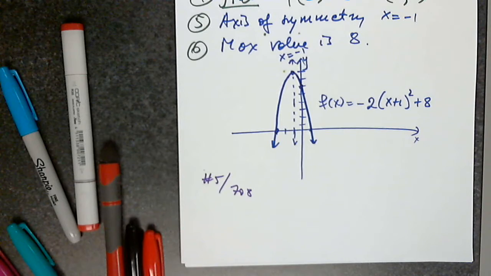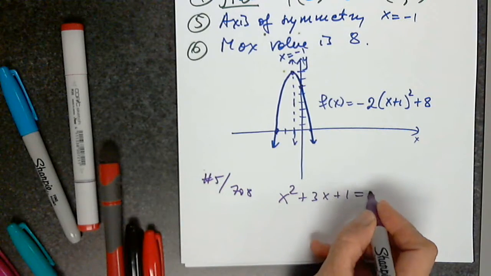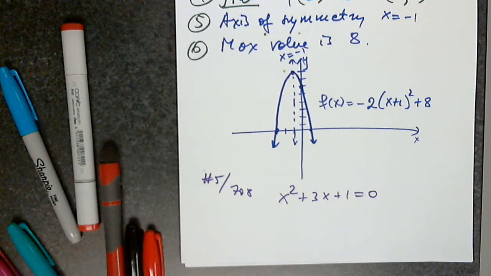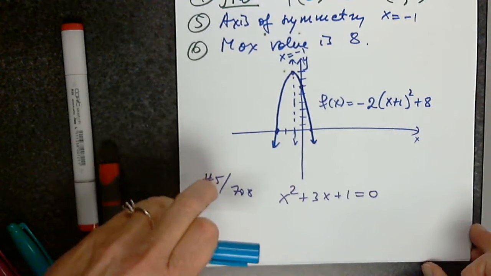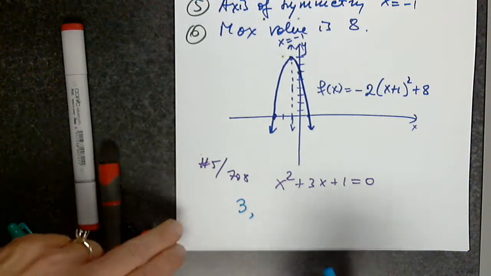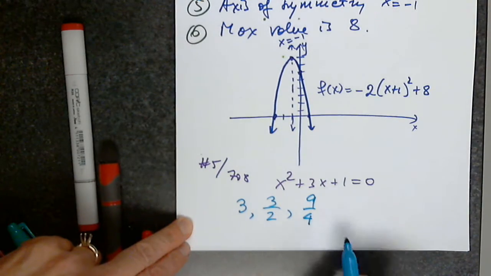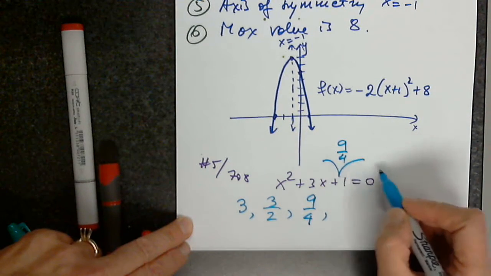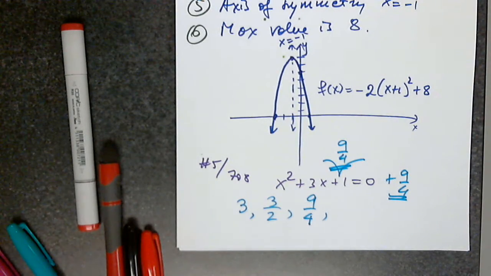Okay. So we have x squared plus 3x plus 1 equals 0. We're asked to solve this equation by completing the square. There are 4 steps in completing the square. Step number 1, identify the middle coefficient, which is 3. Step number 2, I have to divide this number by 2. Step number 3, I have to square this number, and I get 9/4. And step number 4, I have to add 9/4 to both sides. It is mandatory to be on both sides. Otherwise, I change the problem.